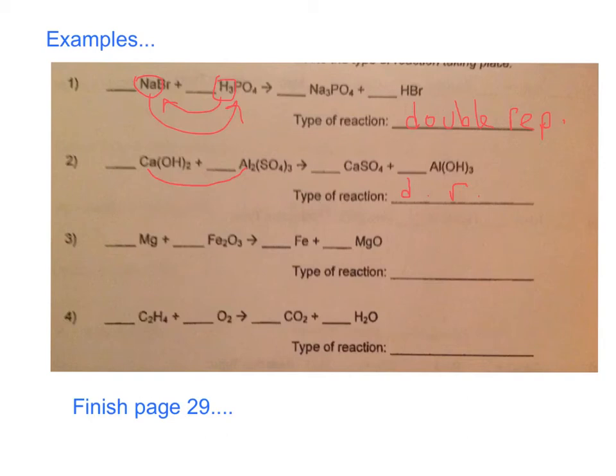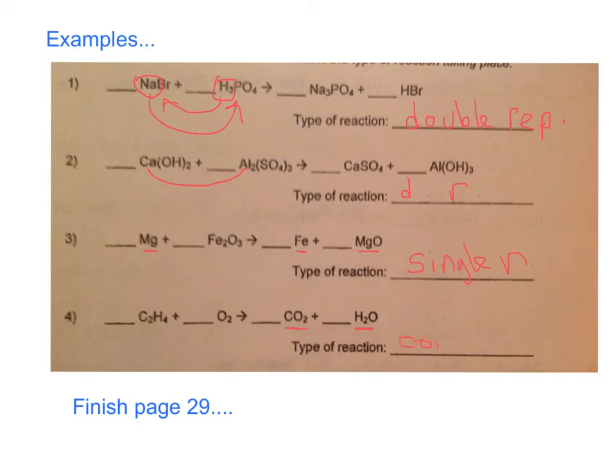For number 3, we have the element magnesium reacting with iron 3 oxide to yield iron plus magnesium oxide. So now we have one element swapping out for another element in the compound. That would be our single replacement. All right, and then lastly, we have what looks to be ethene plus oxygen yields CO2 and H2O. So that to me looks like a combustion reaction.